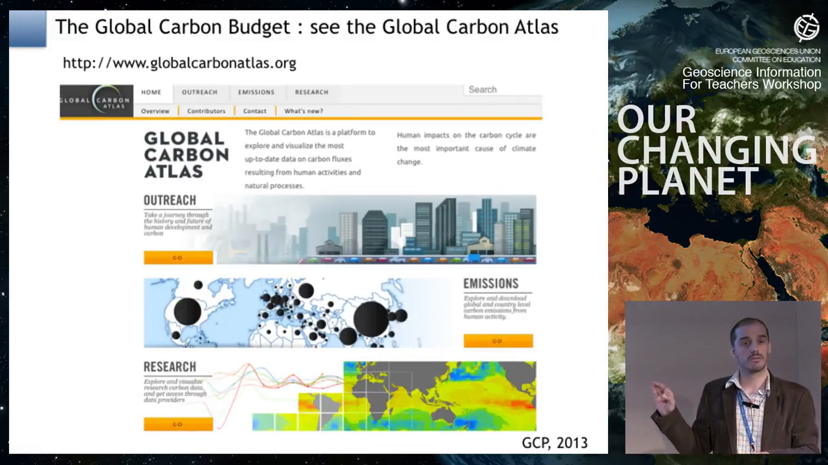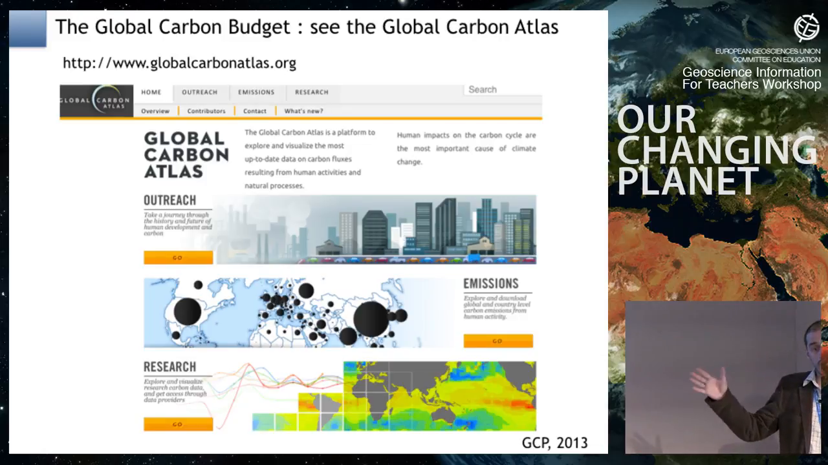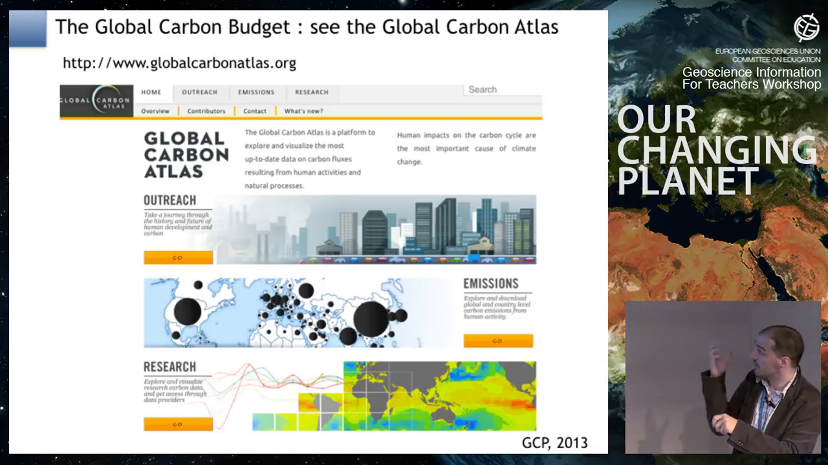If you want more details about emissions, I suggest that you look at this website that has been put together by the Global Carbon Project. It's called the Global Carbon Atlas. So there is this website that is very useful.